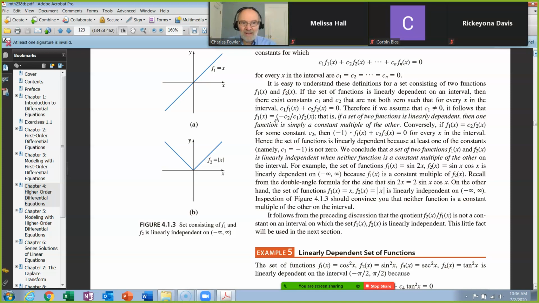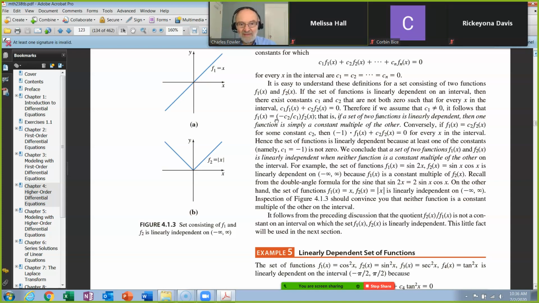Okay? And why is that? Because if you remember from your trig identities, sine of 2x is exactly 2 sine x cosine x. So there you found a multiple of one that was equal to the other.